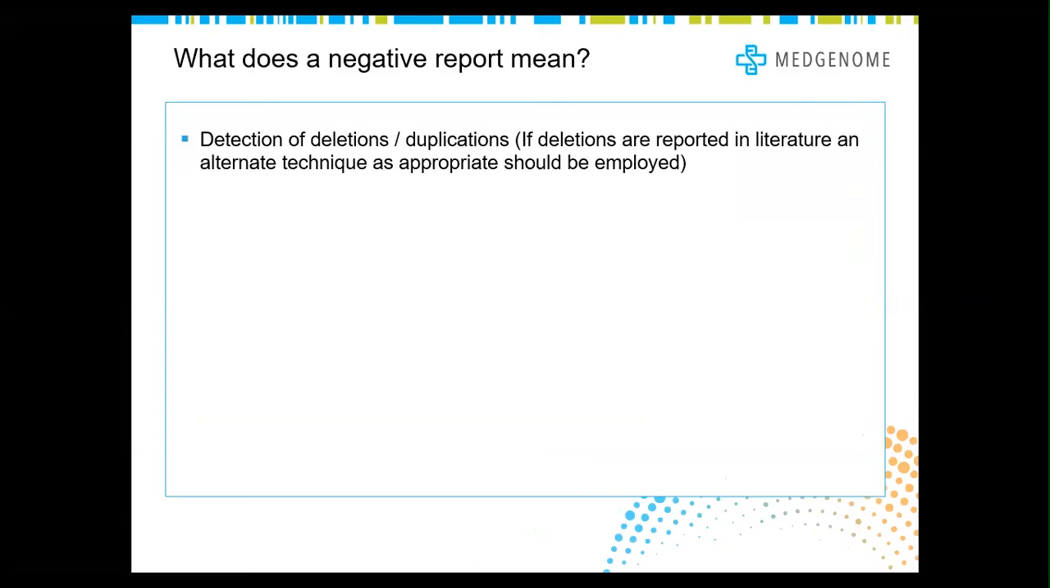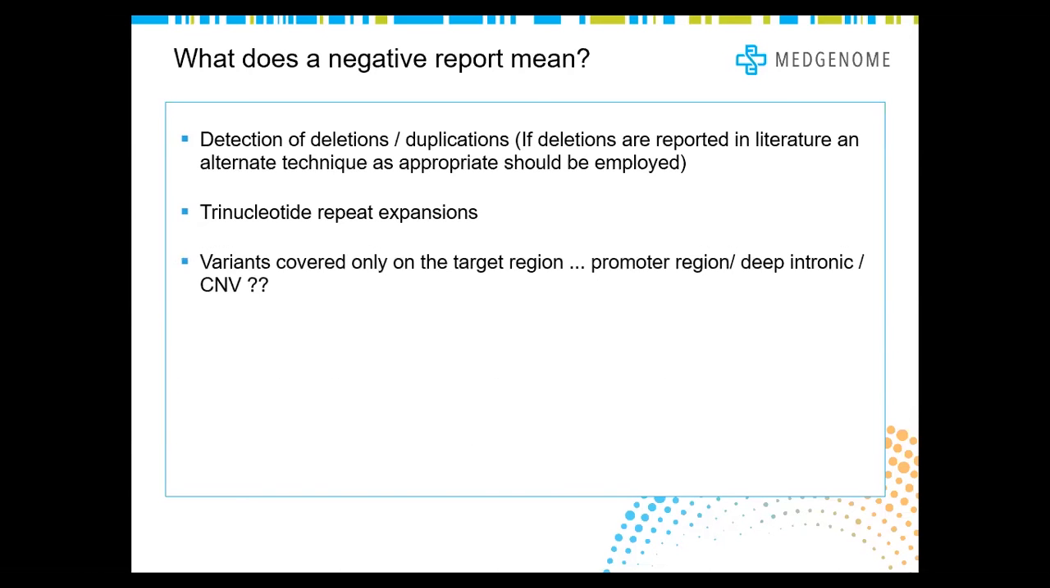No. A negative report means that there could be deletions or duplications in the gene which cannot be tested by the NGS method. So probably some other method needs to be done to get a diagnosis. There could be trinucleotide repeat expansions, though there are very few such disorders, not in PID, but in neurological conditions, which we know also cannot be picked up by NGS. Similarly, there could be some low covered target regions, like promoter regions or deep intronic regions, which are not covered by NGS, or it could be copy number variants, again in a heterozygous form, which will not be covered by NGS.